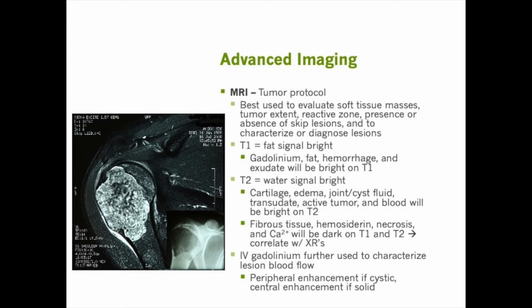On T2, cartilage, edema, joint fluid, transudate, active tumor, and blood will be bright. What will be dark is fibrous tissue, hemosiderin, necrosis, and calcium. Whether that's bone, dystrophic calcification, whatever the case may be, you have to correlate that with your x-rays. If there's jet black stuff on the T2 and nothing seen on the x-ray, then it's not calcium deposition. Now you've got to be thinking hemosiderin, something else that helps whittle down your differential diagnosis without having to go through an invasive biopsy.